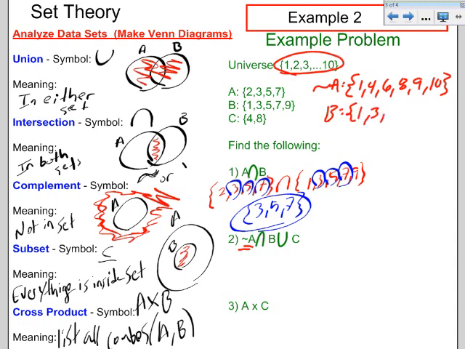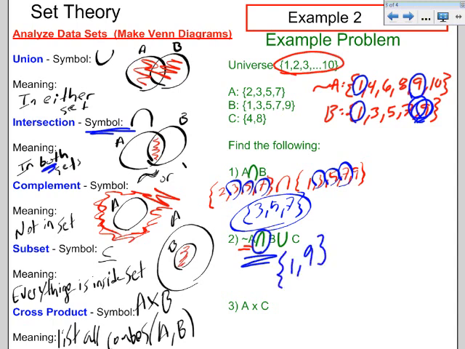Alright, now set B is 1, 3, 5, 7, 9. Now it's saying we want to do the intersection, which means they have to be in both sets. So we're looking for what's in both this not A set and the B set. So the first number that's in both would be the number 1, and then the other one would be 9. So the complement of A intersecting B would just have the values 1, 9.